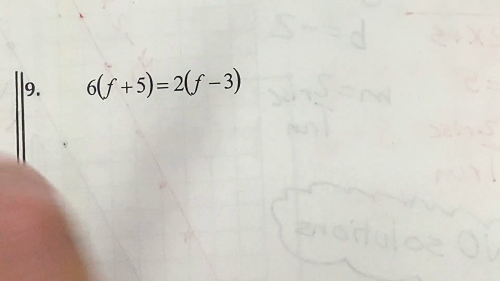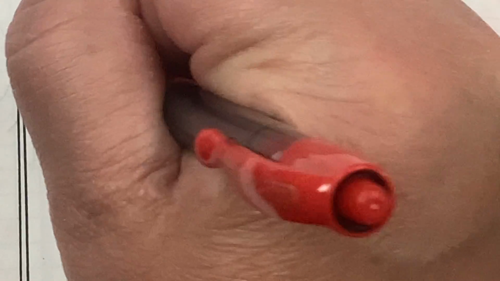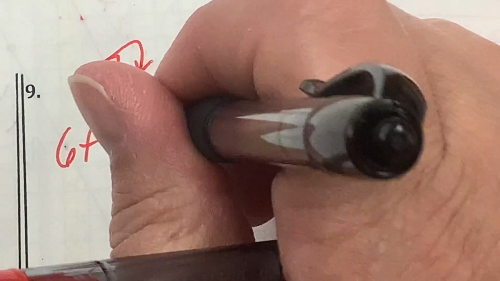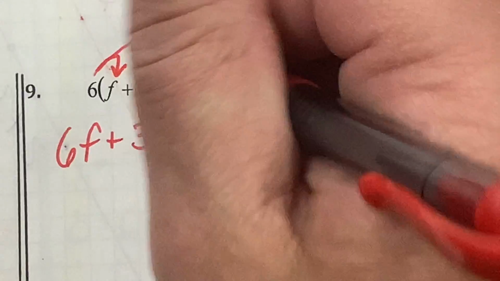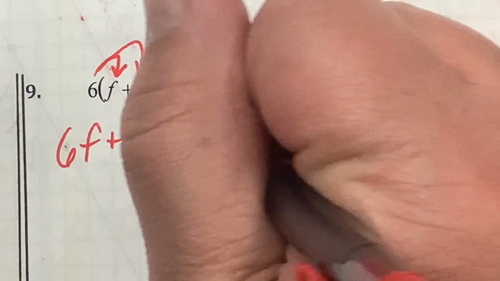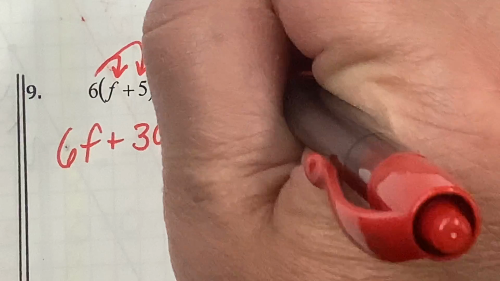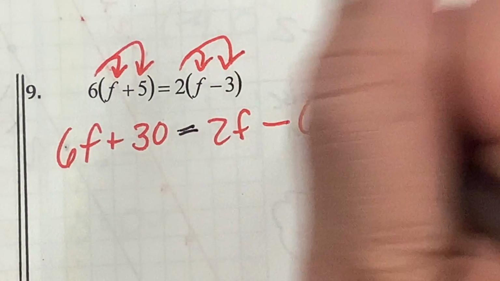Start with the distributive property. 6 times f, 6f. 6 times 5 is plus 30. The equal sign doesn't change. 2 times f, 2f, and 2 times -3 is -6.